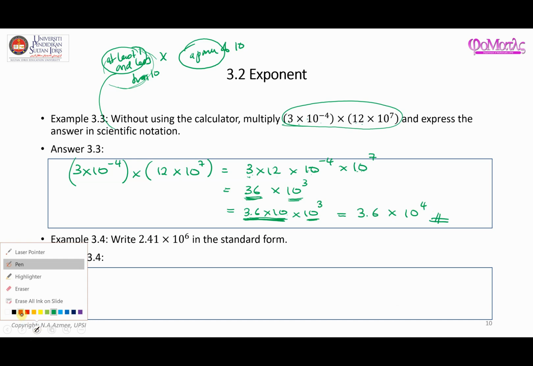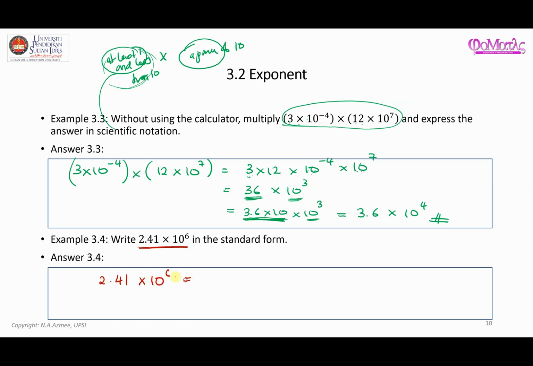Okay, next we are going to try and solve this question. We're going to write it in terms of the standard form. This is already the scientific notation. Now we're going to change it to the standard form. This is a little trick which I learned many years ago. If you have 2.41 times 10 to the power of 6, in order to easily get the number, we're just going to move the decimal point to the right because the exponent here is positive. So we're going to move this decimal point to the right 6 times.